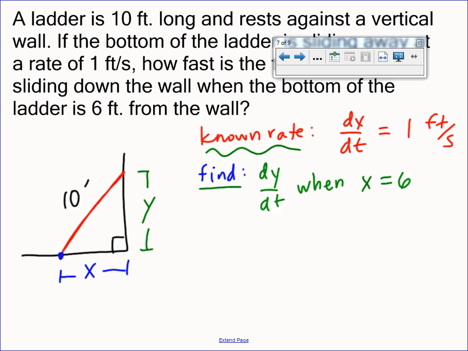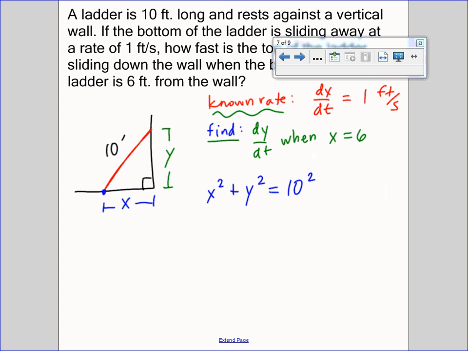All right, let's go ahead and do it. So what relationship is this between x and y and 10? Michael? x squared plus y squared equals z squared. Awesome. Our favorite Pythagorean theorem back from middle school: x squared plus y squared equals 10 squared. Good. And now we'll go ahead and differentiate both sides with respect to time.